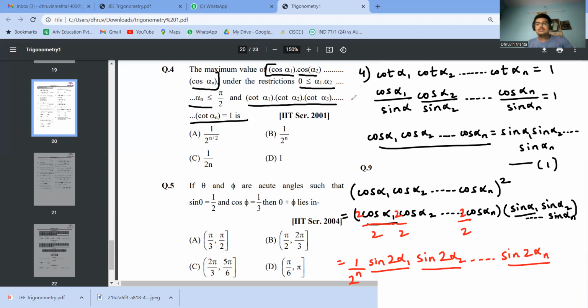1 by 2 raised to n. 1 by 2 raised to n. Yeah, so what is the answer? That's what I meant.